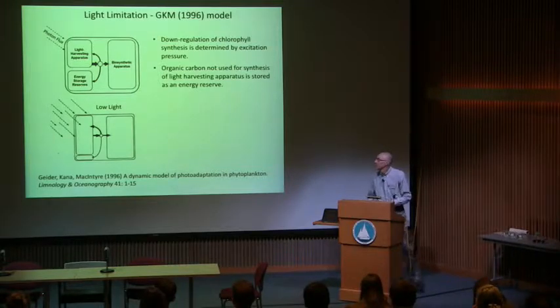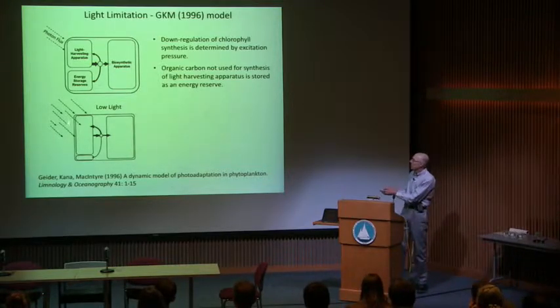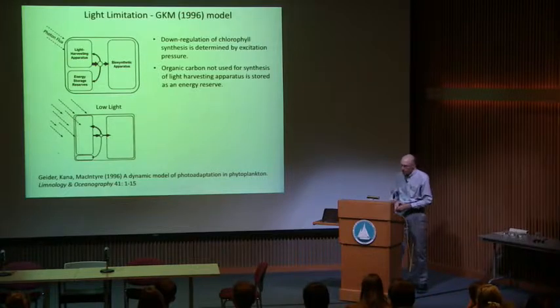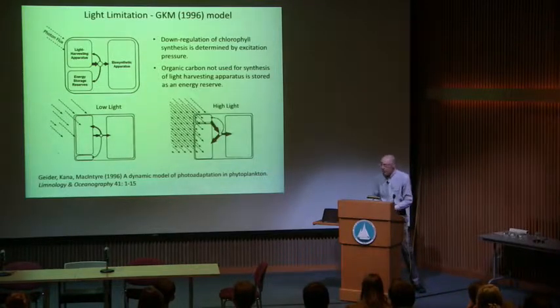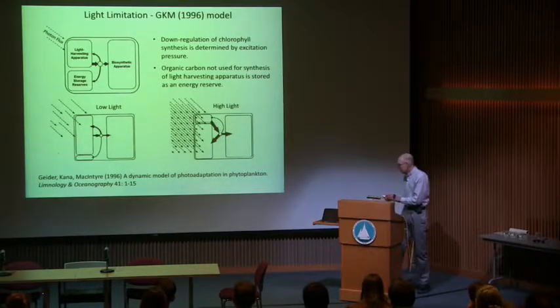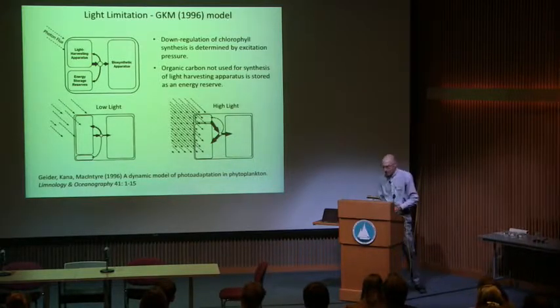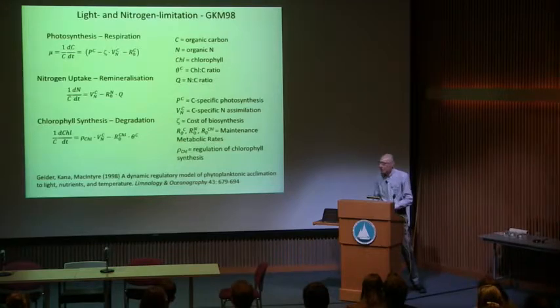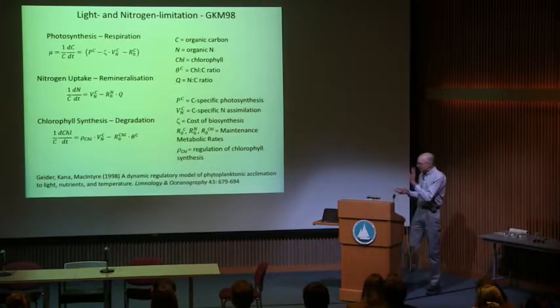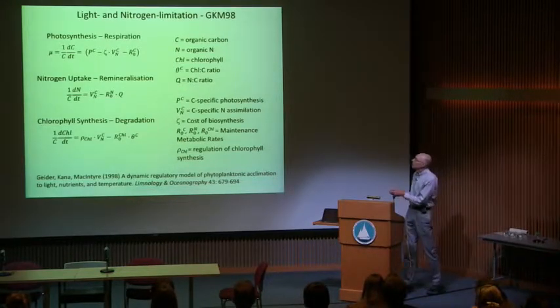Under low light, the size of the light harvesting apparatus expands to collect more photons. And under high light, it contracts to avoid photooxidative stress. So those are the ideas behind it. Show you just one slide with equations.